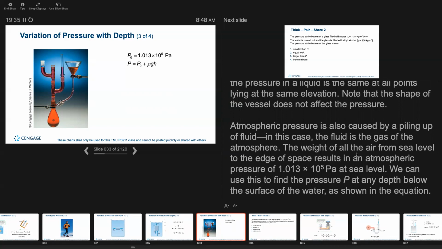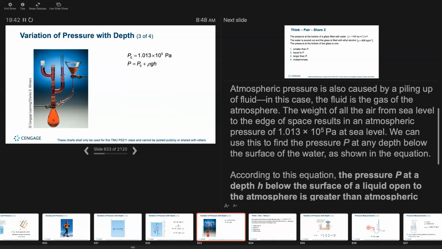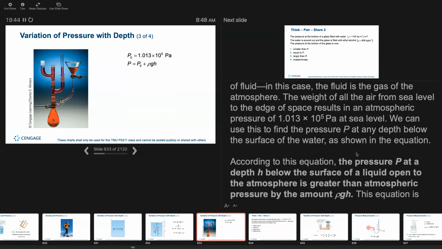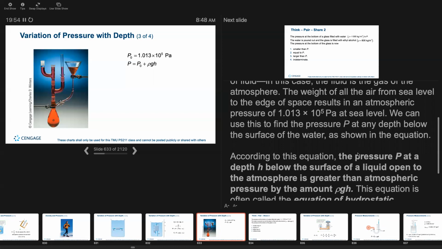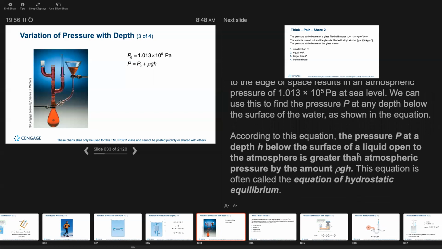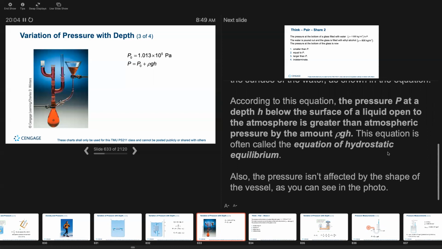We can use this to find the pressure P at any depth below the surface of the water, as shown in the figure. According to this equation, the pressure P at a depth h below the surface of a liquid open to the atmosphere is greater than atmospheric pressure by the amount ρgh. This equation is often called the equation of hydrostatic equilibrium. Also, the pressure isn't affected by the shape of the vessel, as you can see in the photo.